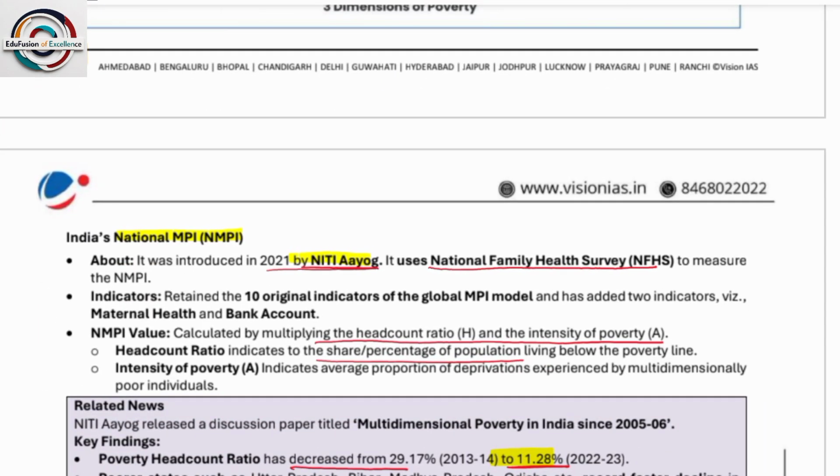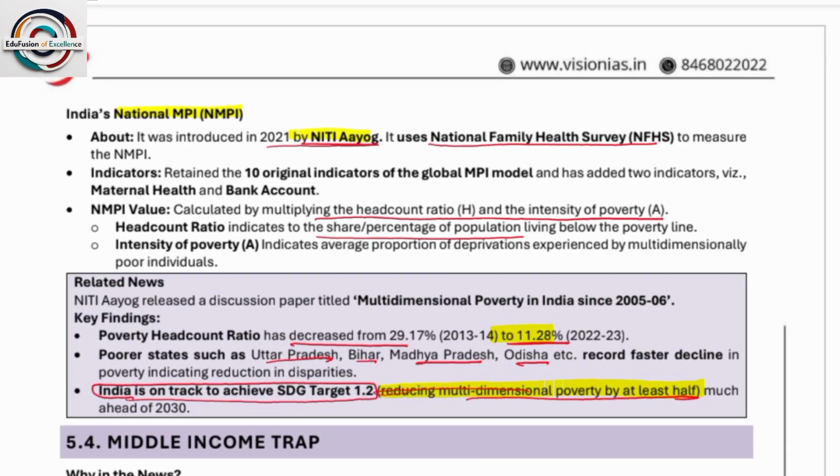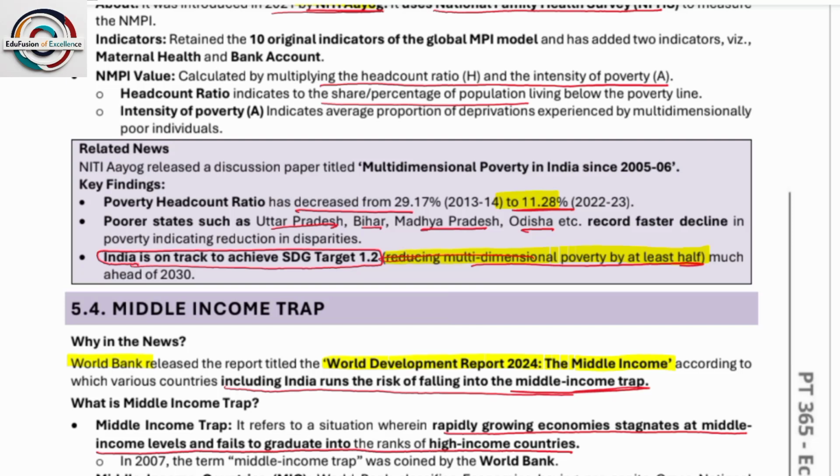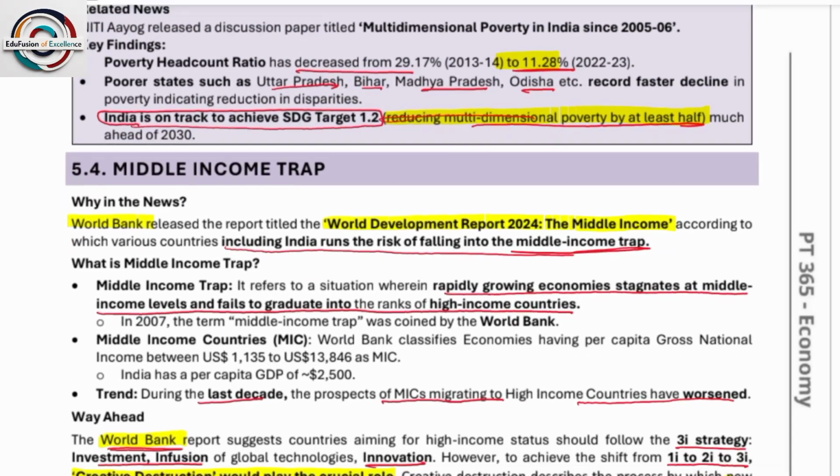So India's National Multidimensional Poverty Index, what is that? It is released by Niti Aayog, whereas the global one is released by the United Nations Development Program and the Oxford Poverty and Human Development Initiative. Niti Aayog uses the National Family Health Survey, NFHS, to measure the National Multidimensional Poverty Index. Next, India is on track to achieve SDG target 1.2.